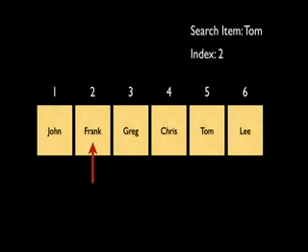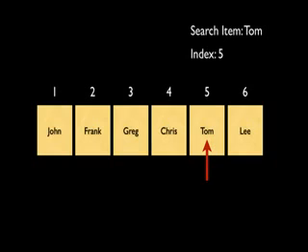So we'll say if Frank equals Tom, no it doesn't, then we're going to increment our index. So index equals index plus 1. If we add 1 to that index, it goes to 3. It shifts the pointer to Greg. Once again, haven't found Tom, not at the end of the array. We do our comparison. Greg doesn't equal Tom, increment our index. Goes to now 4. Once again, haven't found Tom, not at the end of the array. Does Chris equal Tom? No, it doesn't. Increment our index to 5.